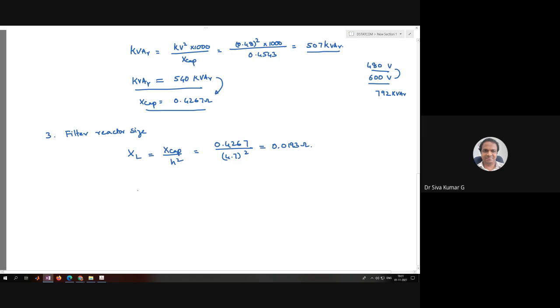And the L value at the fundamental frequency is XL divided by 2 pi times the fundamental. This way, the L value which we get is 0.0512.